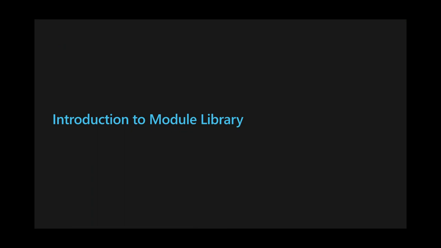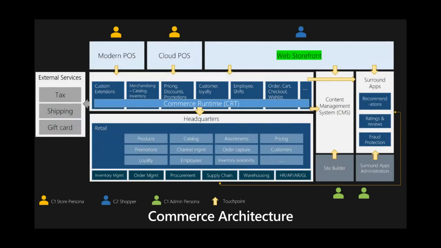So let's start with an introduction. In order to understand the big picture, I'm going to start with the commerce architecture. Let's have a high-level overview of commerce architecture and see how and where the module library fits into this equation. Many of you are familiar with commerce architecture. We have headquarters, which is where all the products, pricing, discounts, inventory, etc. are configured. So this is the one place where all the information for your channels is powered from.